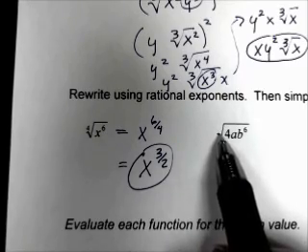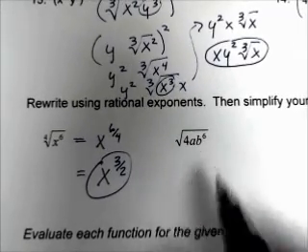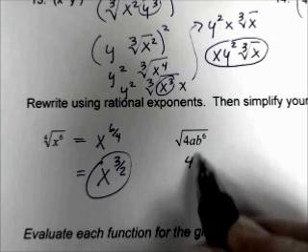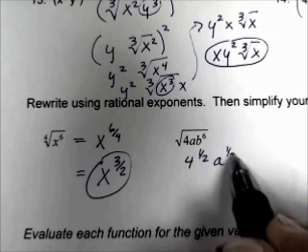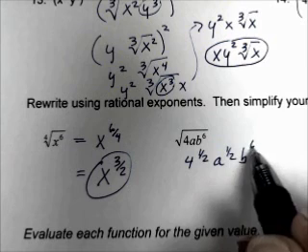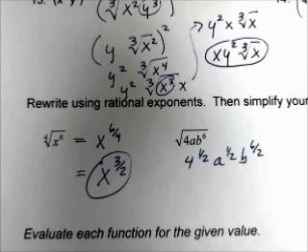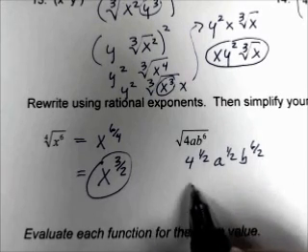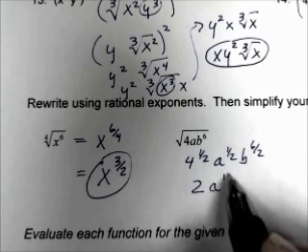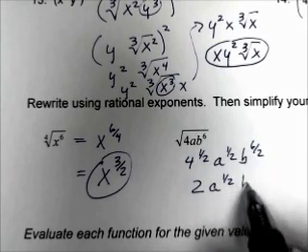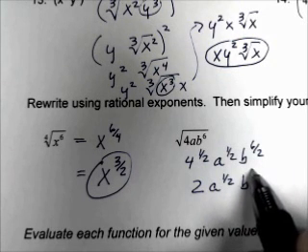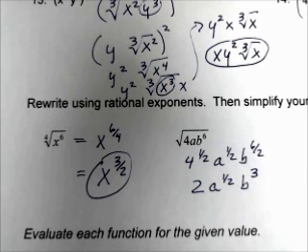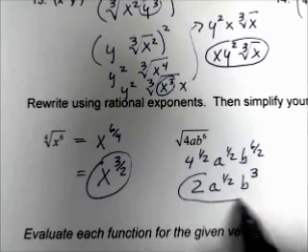Our root here is square root, so that would be 2. So this would be 4 to the 1/2, a to the 1/2, b to the 6/2. Well, square root of 4 is 2. A to the 1/2, b to the 6/2. 6 divided by 2 is 3. So that would be 2, a to the 1/2, b to the 3rd.